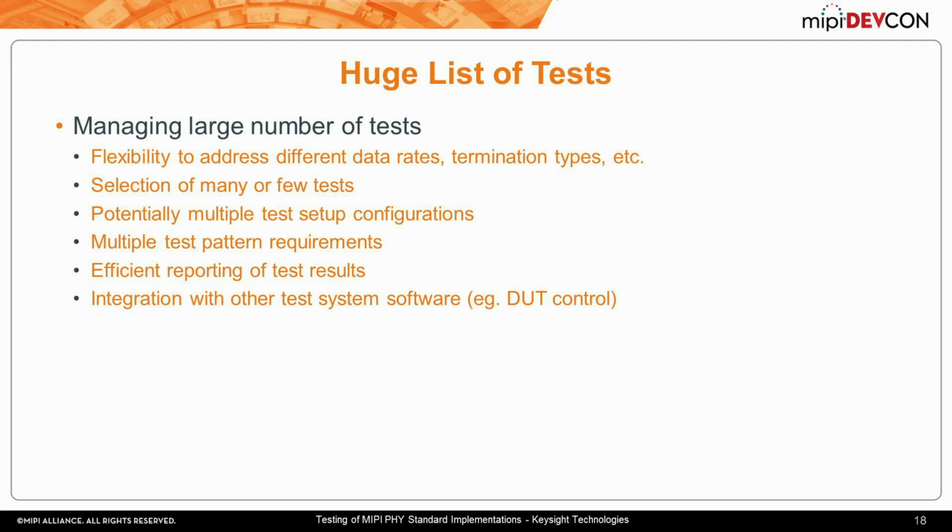You want to have the ability to test at different data rates, different termination types. You want to have the flexibility to choose which tests you're going to run. So you may want to go through a full suite of tests to get an audit of your device. And then later on, as you find those tests that are only maybe passing marginally or perhaps failing, you're going to want to go back and repeat those tests. So you want to have that flexibility to choose how your test environment operates.